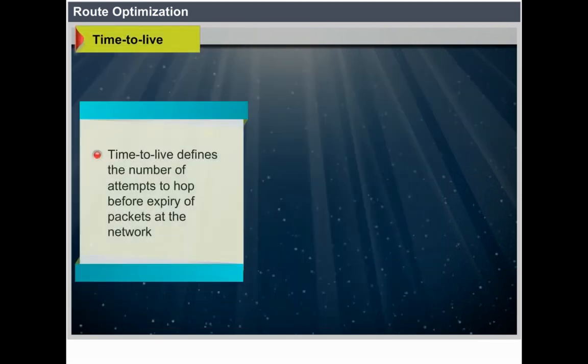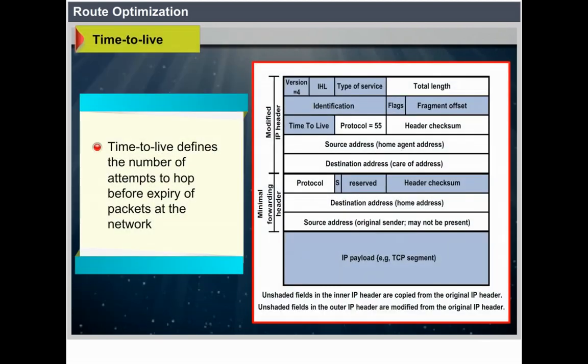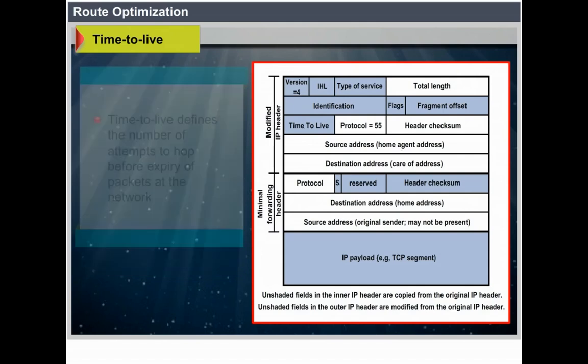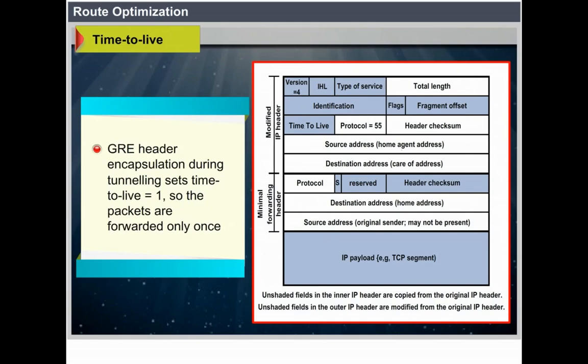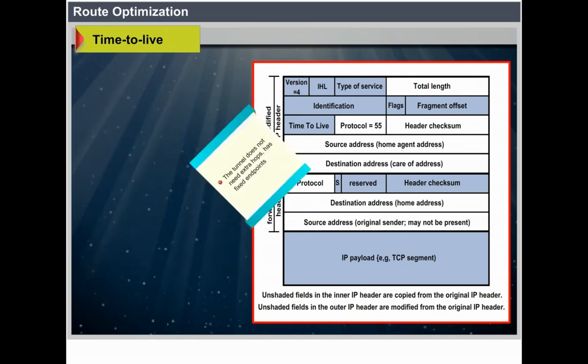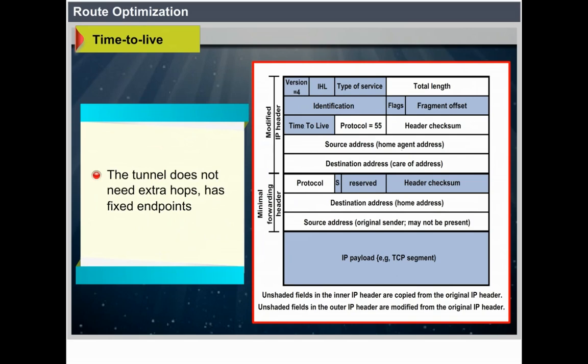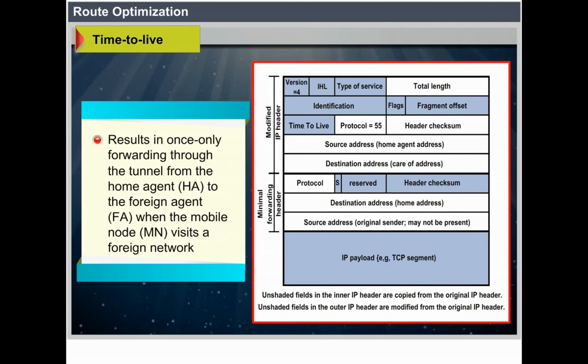Time to live. Time to live defines the number of attempts to hop before expiry of packets at the network. GRE header encapsulation during tunneling sets time to live equal to 1, so the packets are forwarded only once. The tunnel does not need extra hops as fixed endpoints. Results in once only forwarding through the tunnel from the home agent HA to the foreign agent FA when the mobile node MN visits a foreign network.